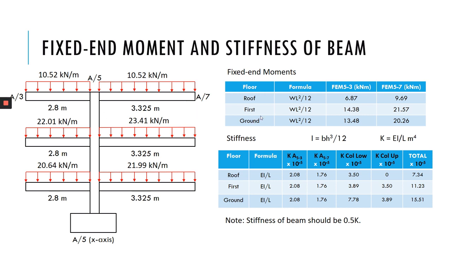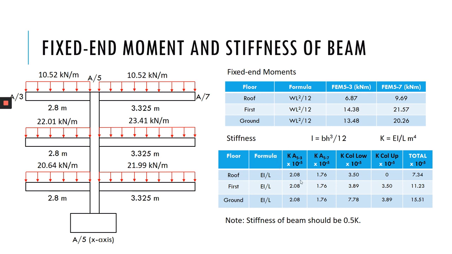So here the load. The formula is WL squared over 12. So you will get the fixed end moment for beam 3.5 equal to 6.87, and for 5.7, 9.69. So you have to calculate for the rest of the beams.